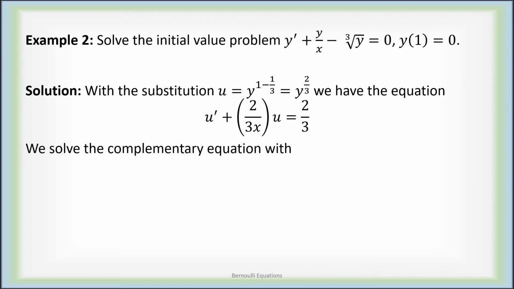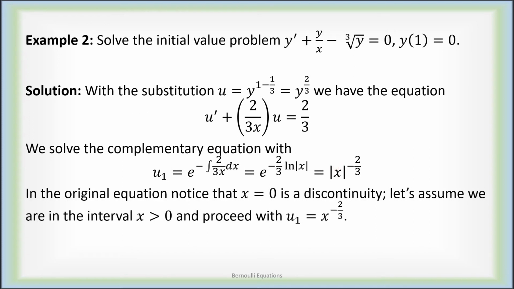So solve the complementary equation: u prime plus 2 over 3x u equals 0. We need to take e to the minus integral of 2 over 3x. So that's minus 2/3 log absolute value x. Now I have an exponential combined with a log, and those are going to cancel out. So a single solution to the complementary equation is absolute value of x to the minus 2/3.